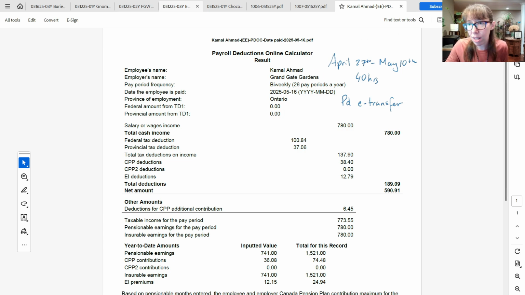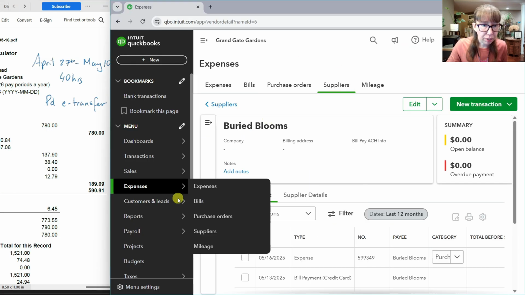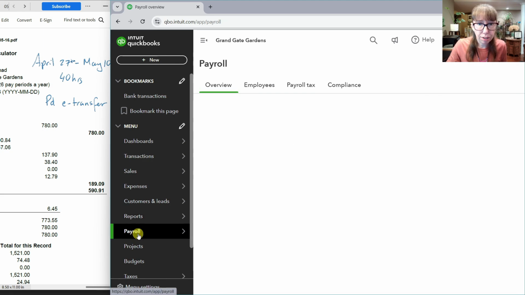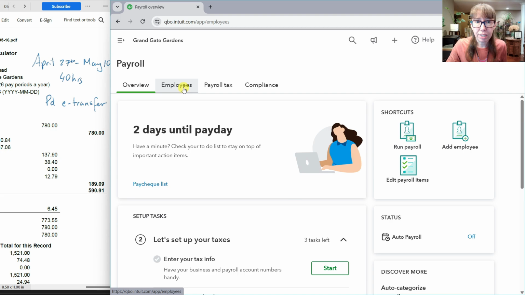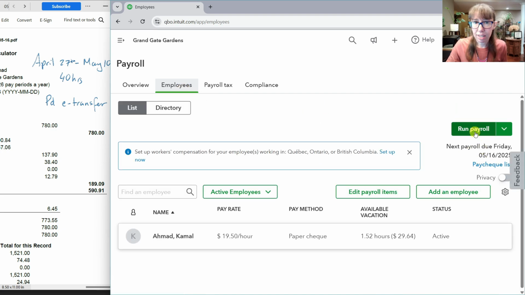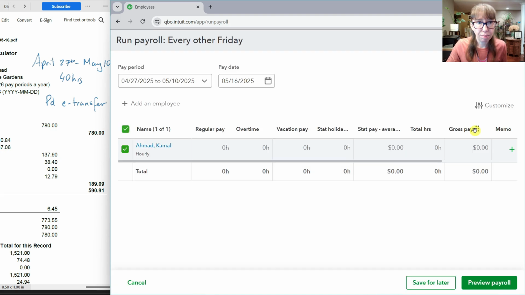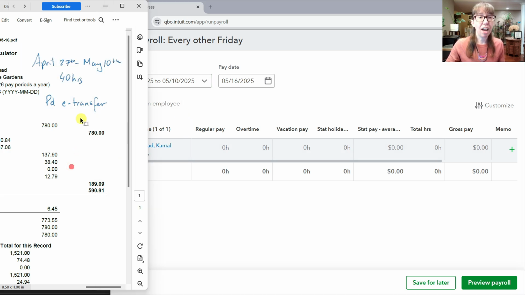Let's go ahead and run the payroll for this pay period. So we're going to go payroll. And I'm going to go to employees. And I'm going to say run payroll. And it's very helpful that Sarah wrote down on the payroll deductions online calculator that she used the pay period and the amount of hours and how he was paid. So that's very helpful for us, especially now.